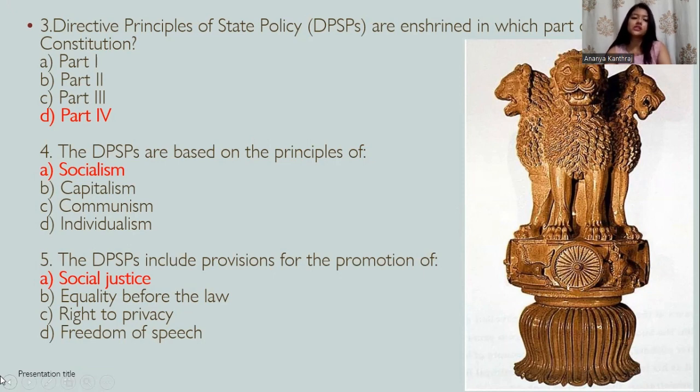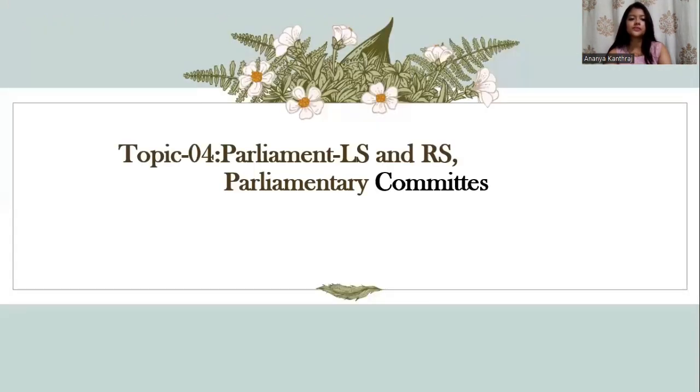Question number 5 states that the directive principles of the state policy include provisions for the promotion of which of the following? Option A is social justice, option B is equality before the law, option C is right to privacy, option D is freedom of speech. So the right answer for this question is option A, social justice.